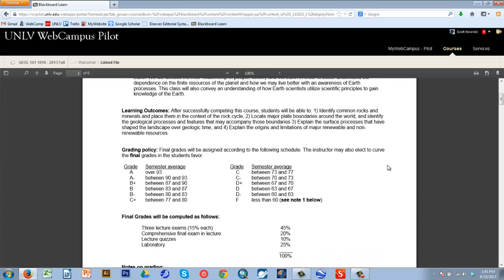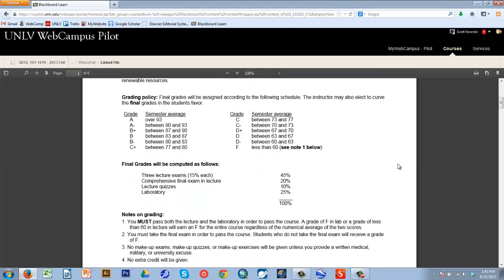The grading policy is relatively straightforward. There were 3 exams through the term. Each one is worth 15%. There's a final exam that is worth 20%. The lecture quizzes are together worth 10% of your total grade. And then the laboratory, even though the laboratory is its own separate web campus page, it is worth 25% of your 4-credit class. So 3 credits for lecture, 1 credit for lab.